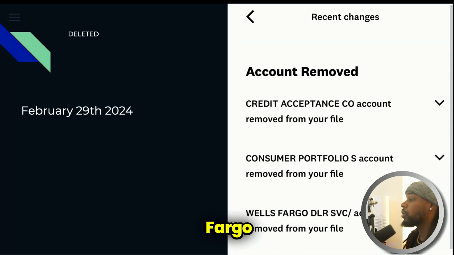We also had a Wells Fargo account deleted. Again, this is an ideal situation. It doesn't always happen that fast. I'm very happy that for this individual, it happened that fast, but it doesn't always happen that fast. But I'm going to give you the steps in the process in order for you to do it the exact same way that this person did it in a very timely fashion.